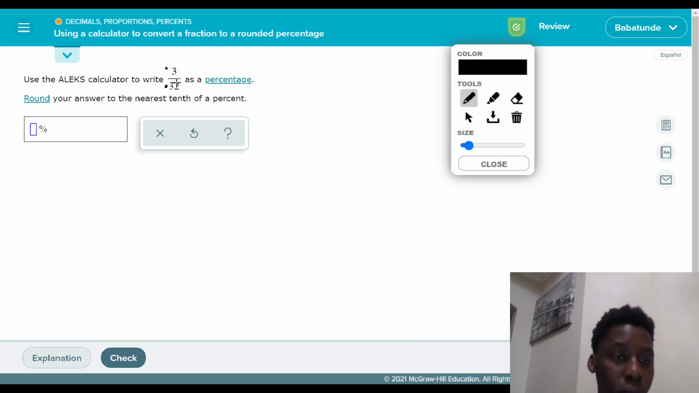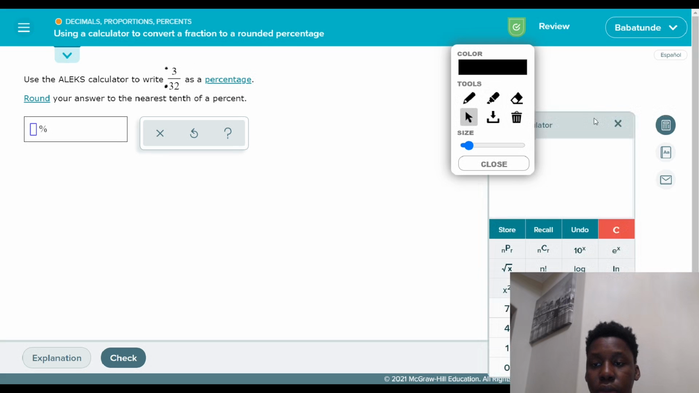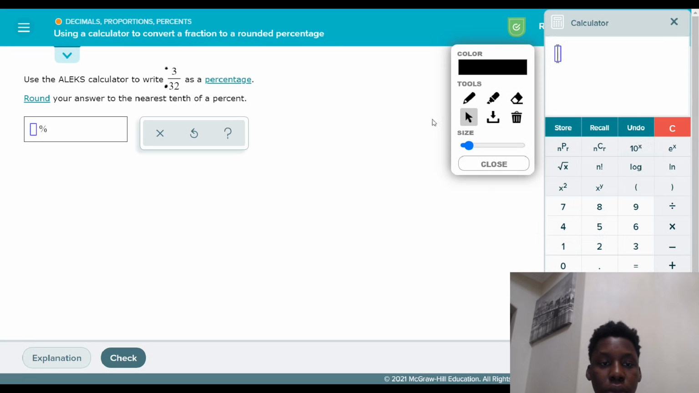In this kind of question, the first step I want to take is to divide the fraction into a decimal form. I want to divide and break it down. We're going to use the calculator in this case. This is 3 over 32, because that's the fraction, so this is 3 divided by 32. When I divide 3 by 32, that gives me 0.09375.